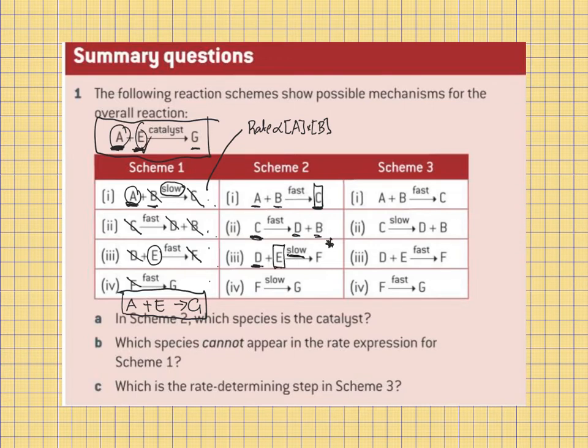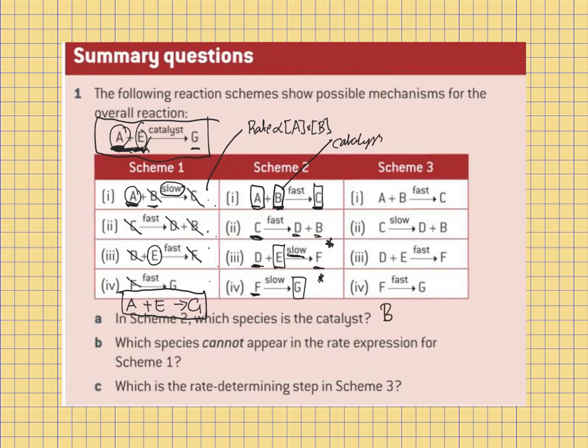When D and E collide together, they produce this intermediate F, which also slowly decomposes to form the product G. So this is the slowest step here, followed by a second slow step here. If we look at scheme 2 here, you can see that B and A react together quickly. Now B isn't a reactant, it's not appearing in the reactants, and therefore B must be the catalyst.